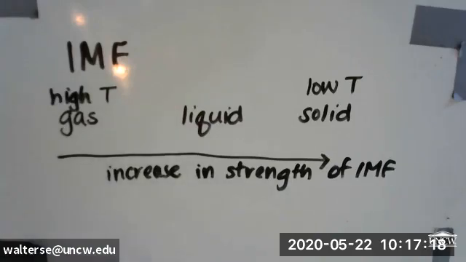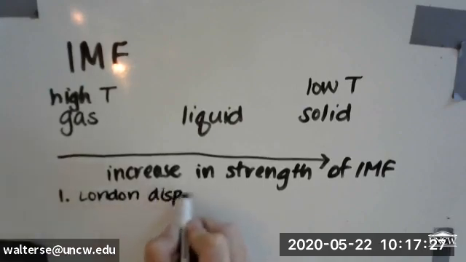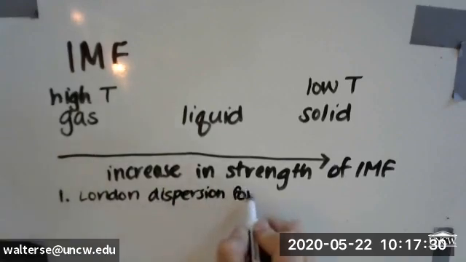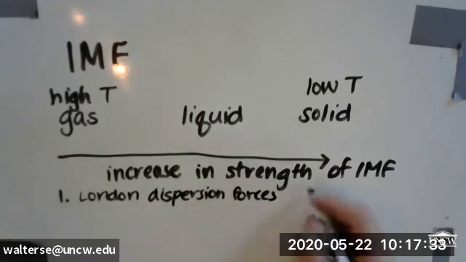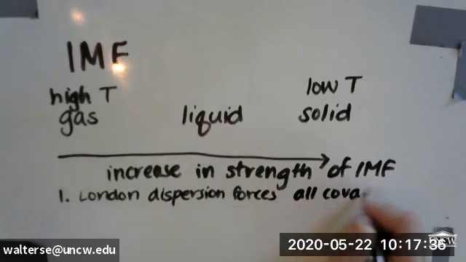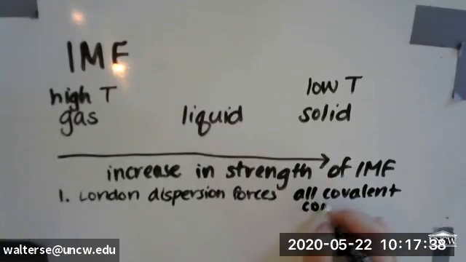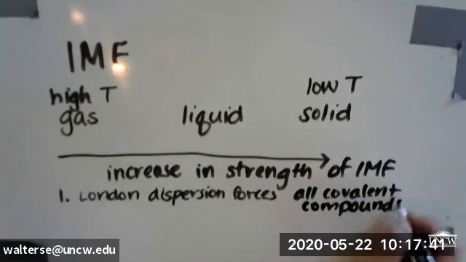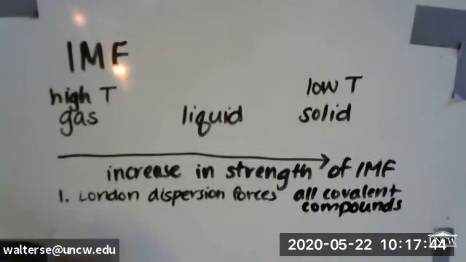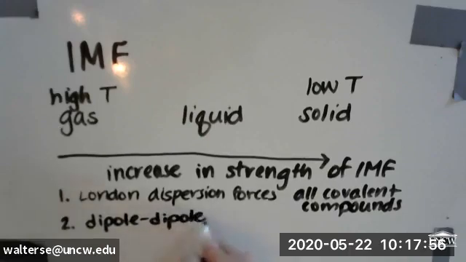Okay, so there are three types of intermolecular forces that we have to discuss. The first is called London dispersion forces, and these are in all covalent compounds, regardless of polarity. The second two are only found in polar molecules. You can have dipole-dipole attractions, and the third is hydrogen bonds.